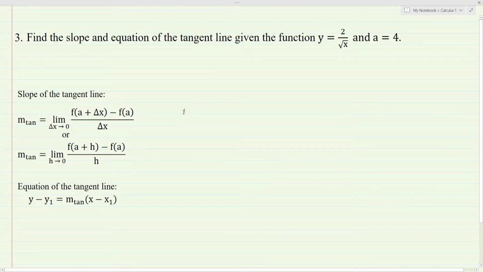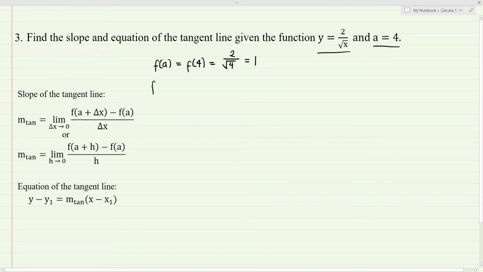For problem number 3, we have here the function y equals 2 over square root of x and the value of a, which is equal to 4. So we can start here by solving for f of a, and that would be f of 4. And to solve for f of 4, I will just substitute 4 to the value of x in the function. I would have here 2 over square root of 4, and that would be 2 over 2 or simply 1.